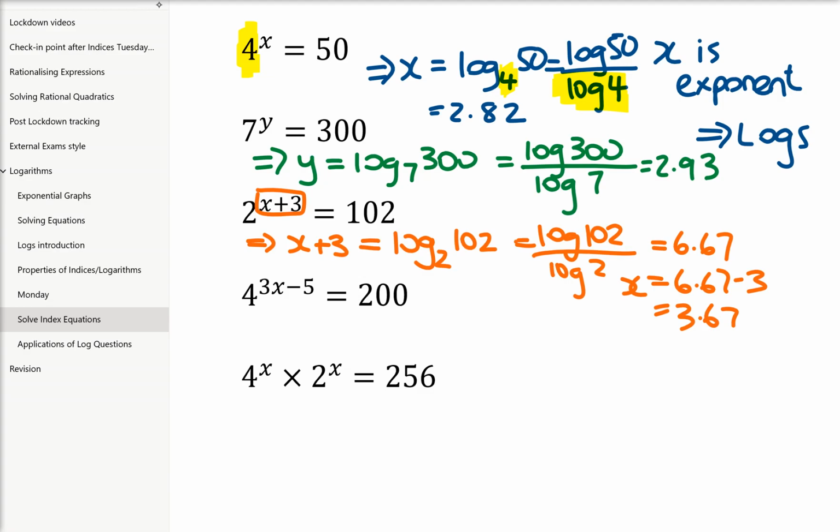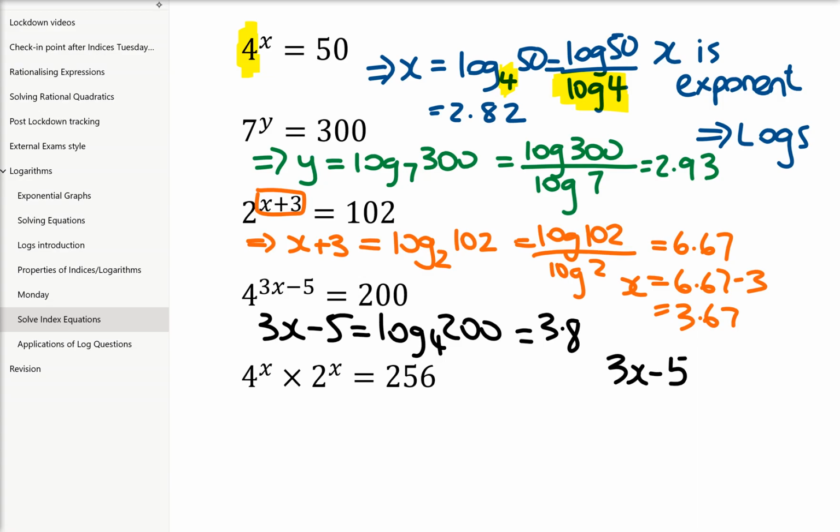That's the same with the next one, eh? This 3x minus 5 happens to be log 200 to the base 4. Okay, so I chuck that number into my calculator. That is 3.8. So now what we've got is 3x minus 5 equals 3.8219, etc., etc., etc. So how do I solve that equation?